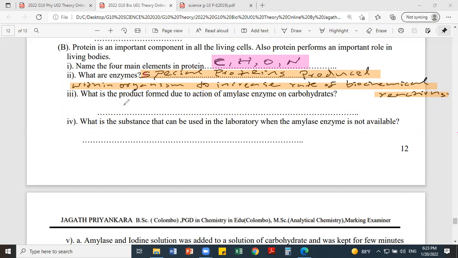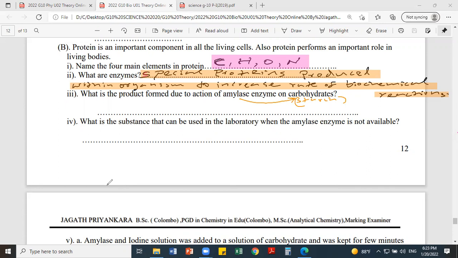Number 3. What is the product formed due to the action of amylase on carbohydrate? When amylase acts on carbohydrate, what is the product you get? Here the carbohydrate is mainly starch, so within brackets you can write starch.